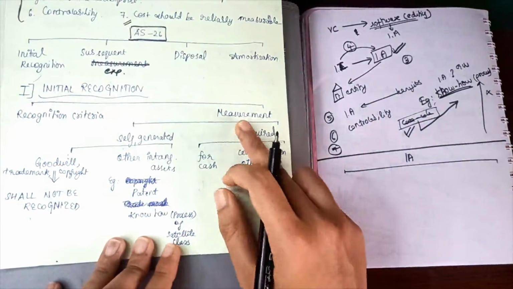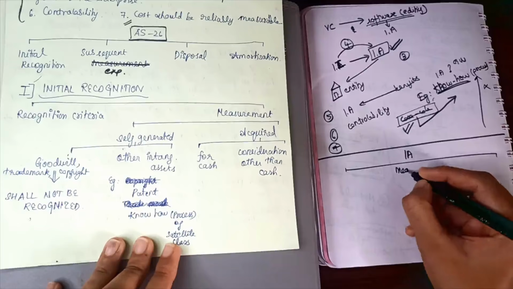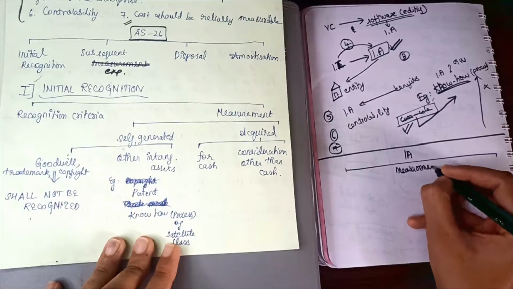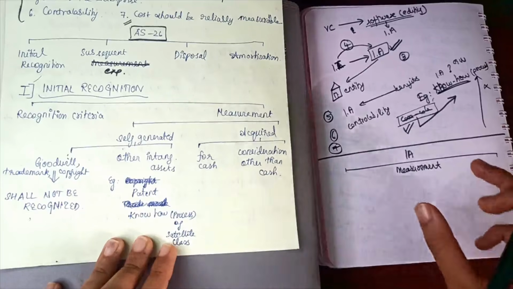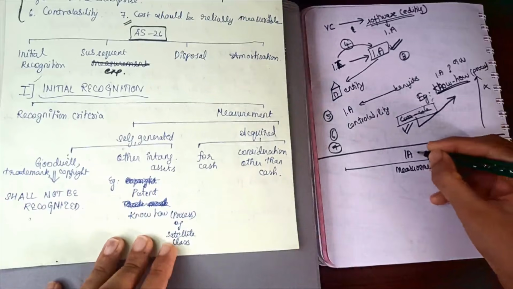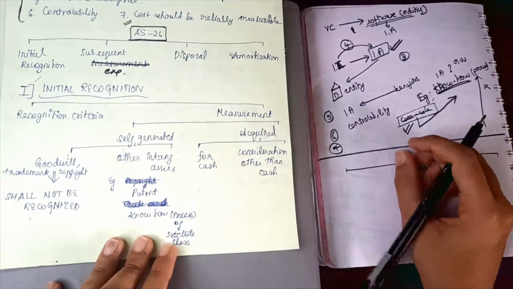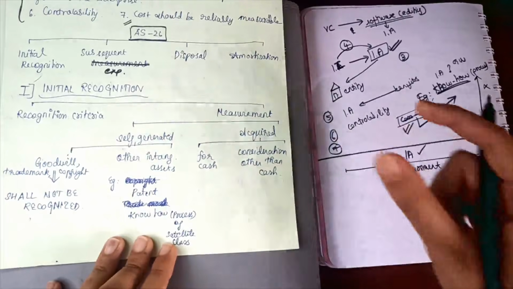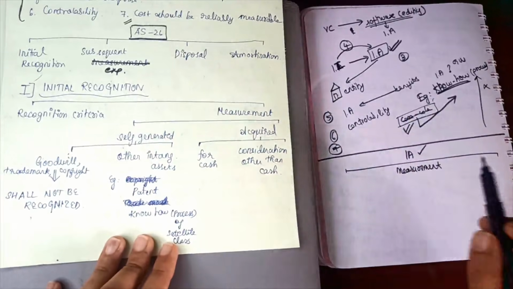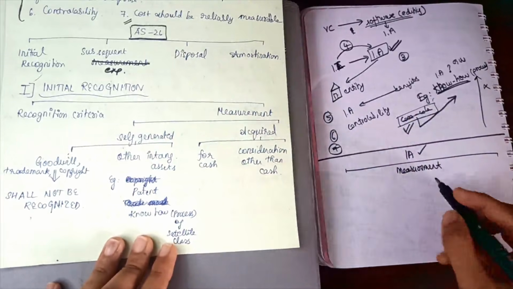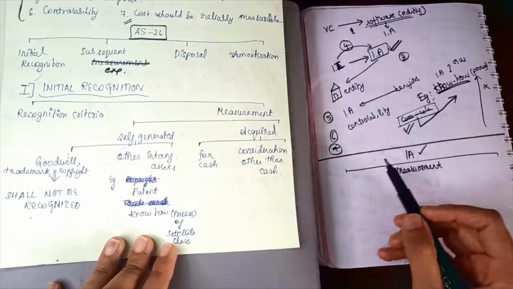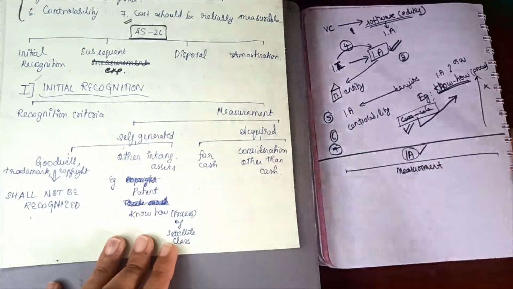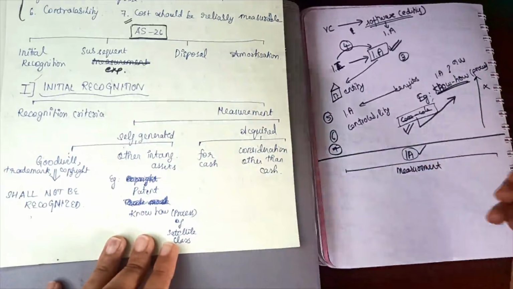Second one is measurement. In measurement you are going to learn, now that you know you can record your intangible asset in your books of accounts, how you are going to record it, at what value you are going to record it. That is what we are going to learn in measurement. Initial recognition means first time in your books, how are you going to record it? So measurement, how are you going to measure it?